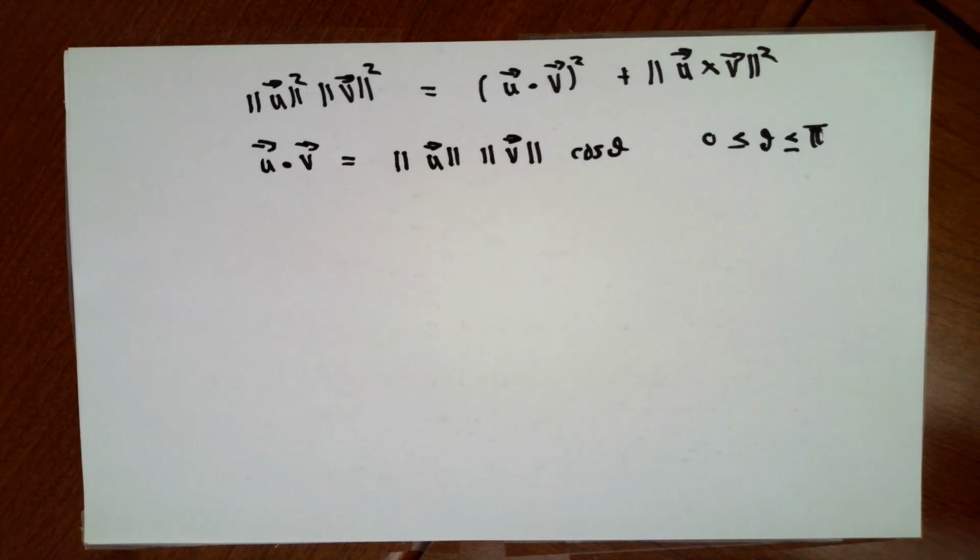In a previous discussion, we also discovered that u dot v is the length of the first vector times the length of the second times the cosine of the angle between them, where we take the angle between the two vectors to be between 0 and pi radians. It's worth mentioning that the sine of such an angle is not negative.